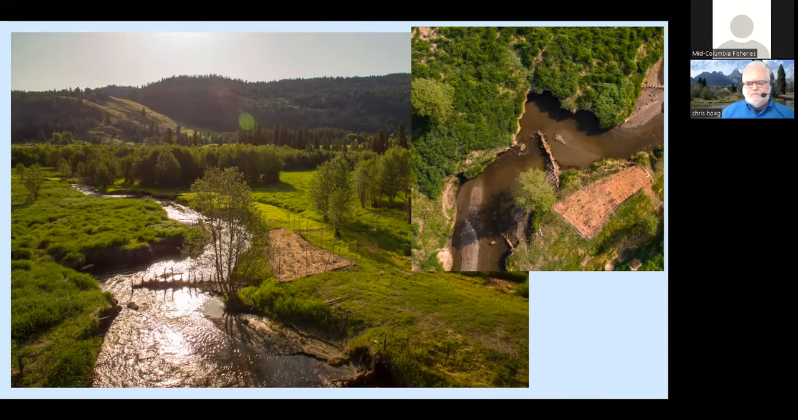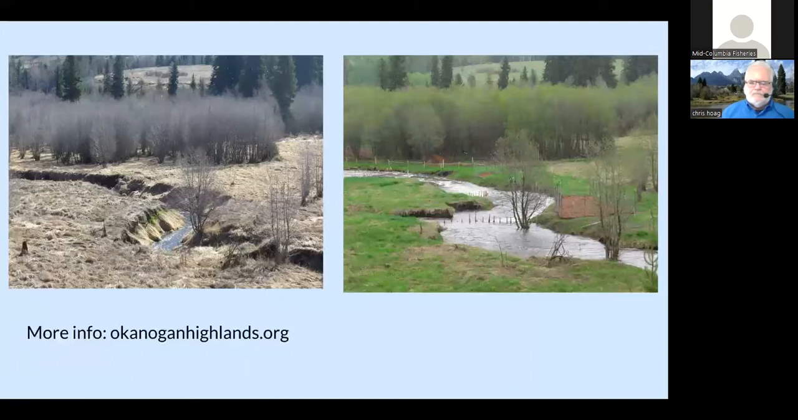So that was a significant amount of stream length increase, which slows down the whole system and allows more sediment to in turn deposit. Here's another example before and after, left to right, the incision trench, and then you can see how much the stream has come up with these structures.